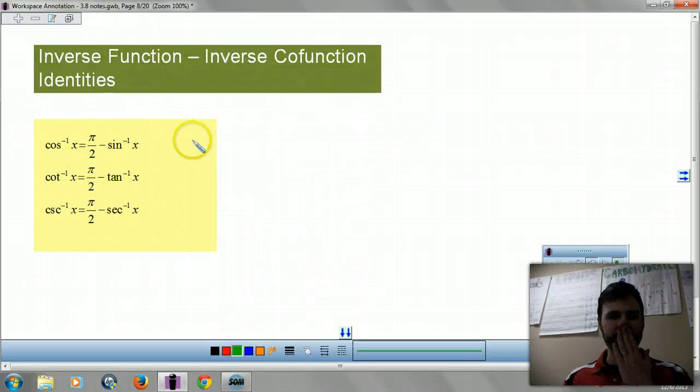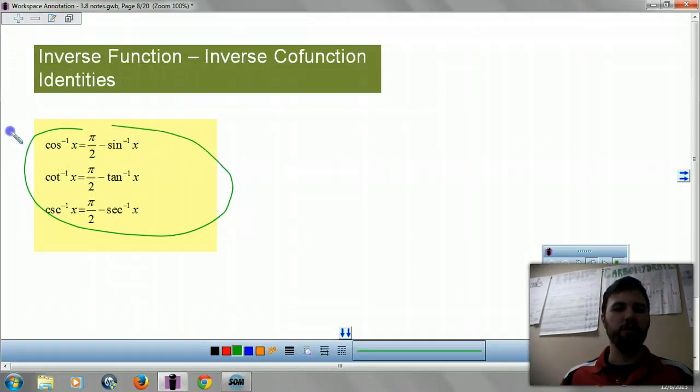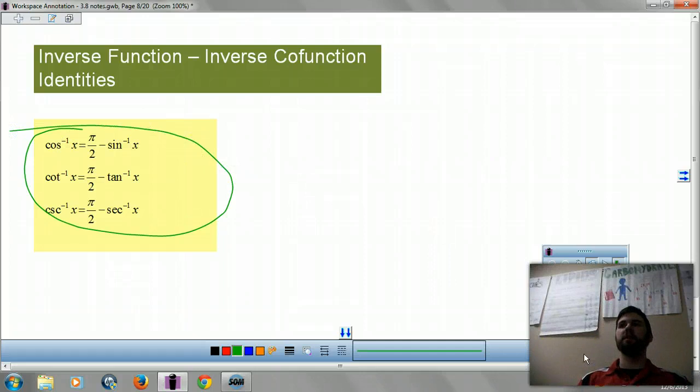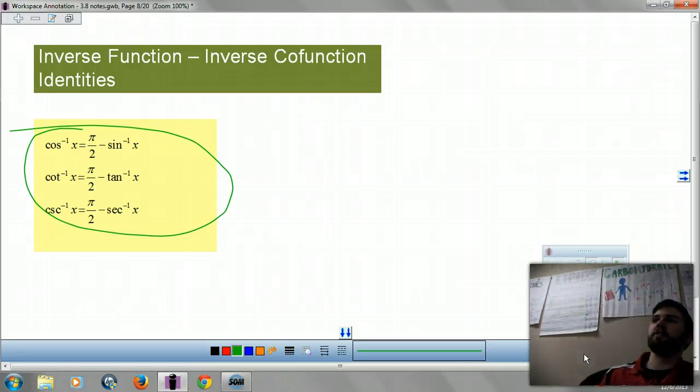Okay. Just so you know these, I'll let you write them. You're only going to have to use those 3 formulas, because the rest of them are just pi over 2 minus the one that you learned. You don't know any of the cos: cosine, cotangent, cosecant inverse. They're all just pi over 2 minus your sine, tangent, or secant inverse. So go ahead and take a gander at those.